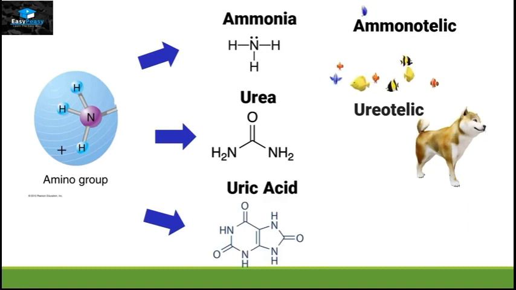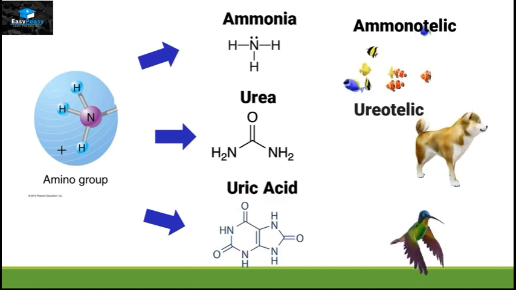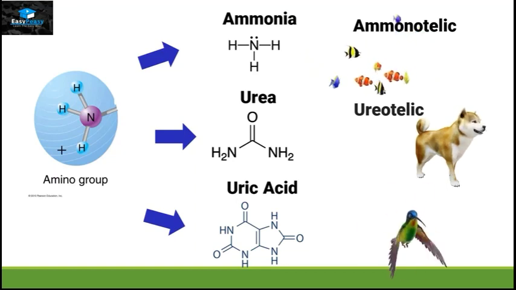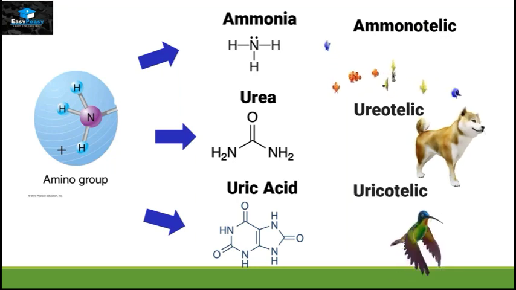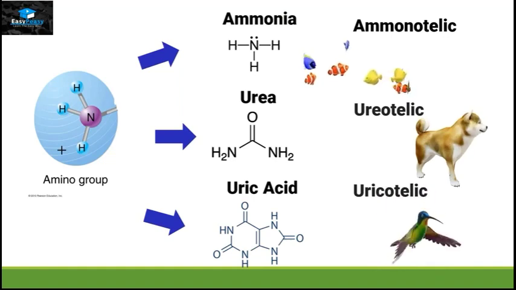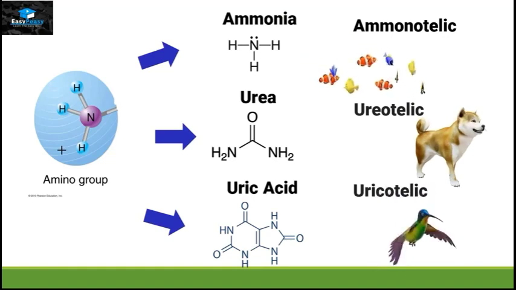For uric acid, when the amino group is converted to uric acid, it is most often released by uricotelic organisms. These uricotelic organisms are mostly the birds family.